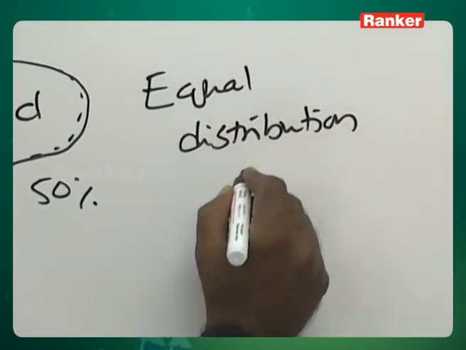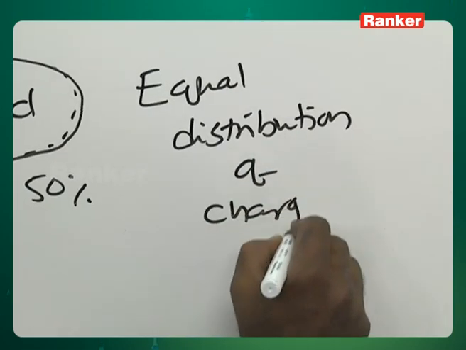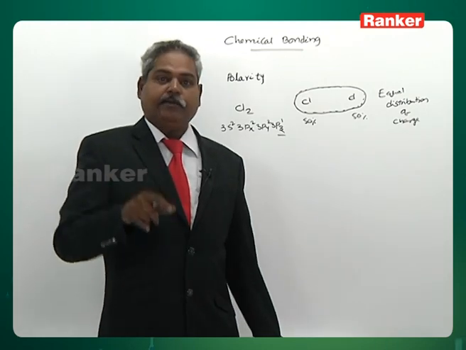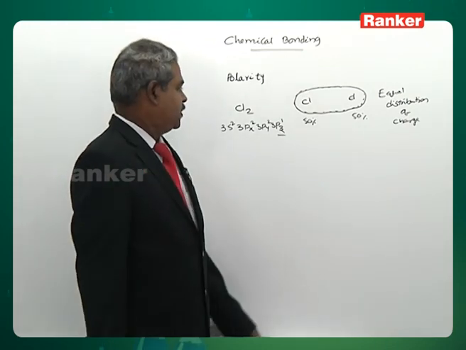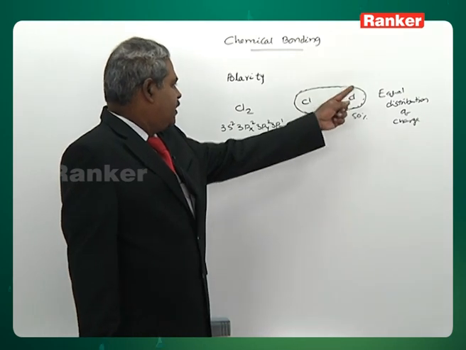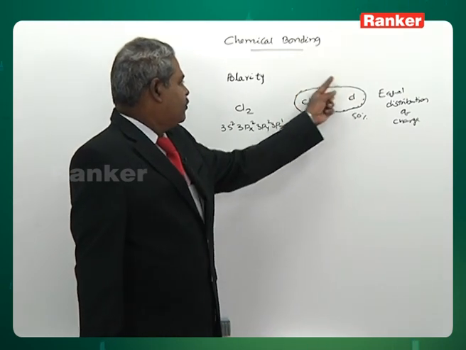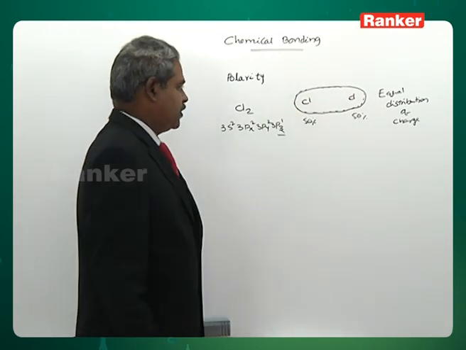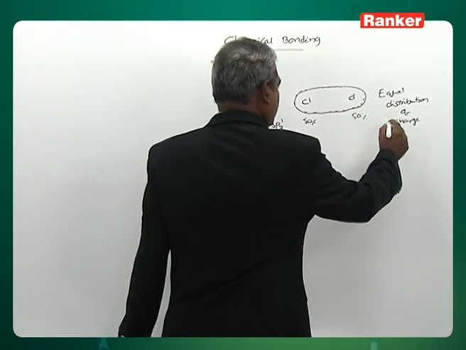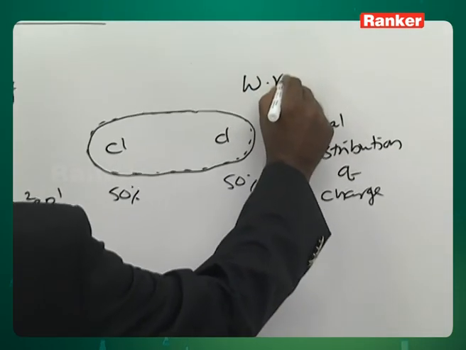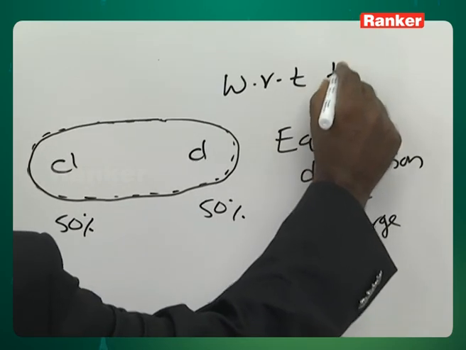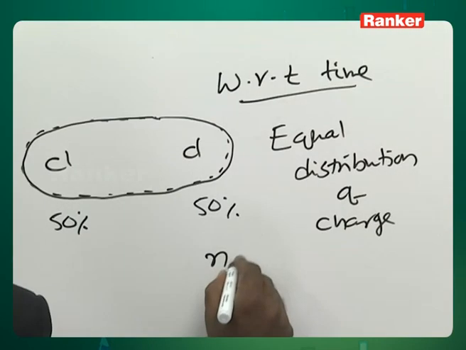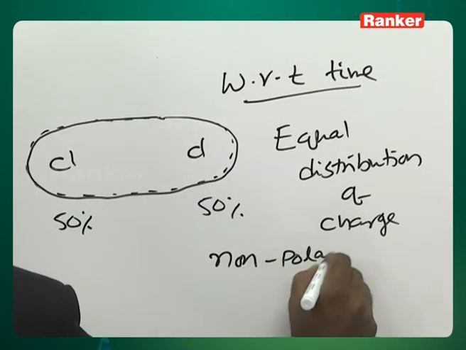Equal distribution of charge. And equal distribution in terms of what? In terms of time spent by the electrons around each nucleus. If the electron spends 1 second there, the next second it will spend here, and the motion is almost uniform. Electrons are moving with uniform velocity, you can say. So, equal distribution of charge with respect to time. So, this is called a non-polar covalent bond.